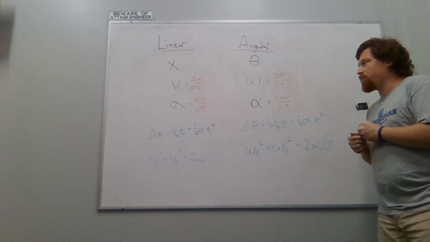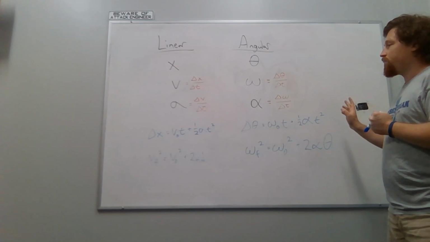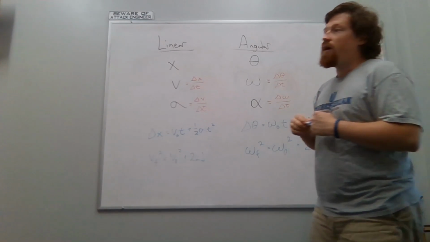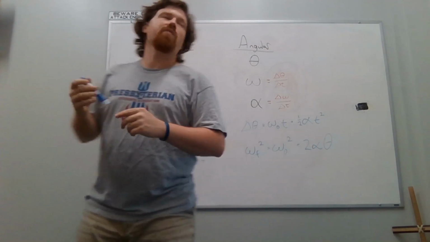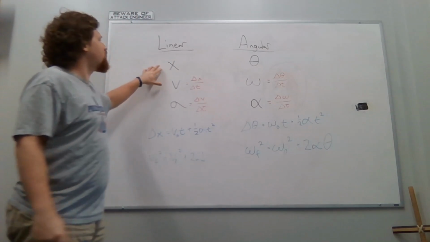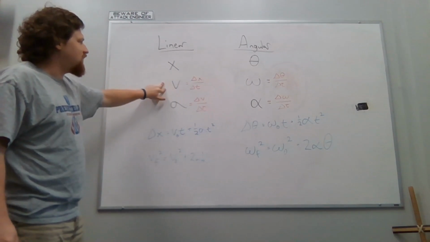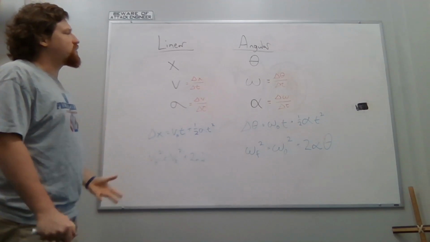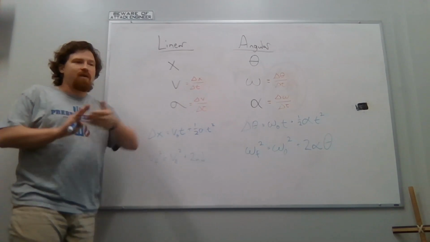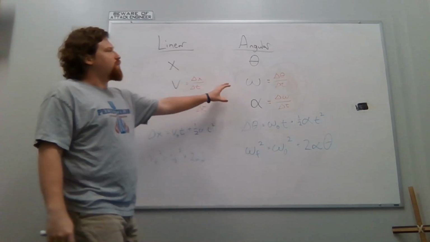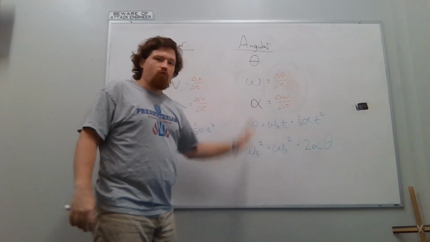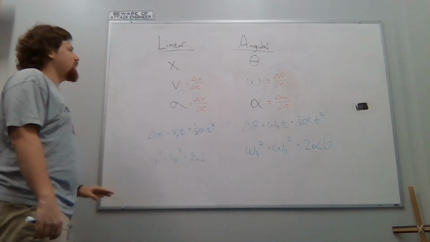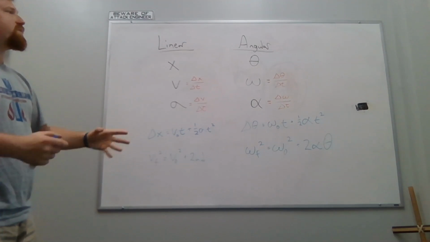It's the same formula. You've just changed which specific thing you're looking at. It's sort of like, all of these had meters in them before. X is measured in meters, velocity is meters per second, acceleration is meters per second squared. All that's really happened is, instead of looking at meters traveled in a straight line, you're looking at radians rotated.